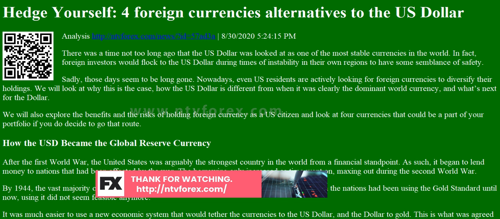If you are someone who is looking to preserve their wealth or a portion of their wealth in the event of a global economic crisis, then the Swiss franc is definitely the way to go.